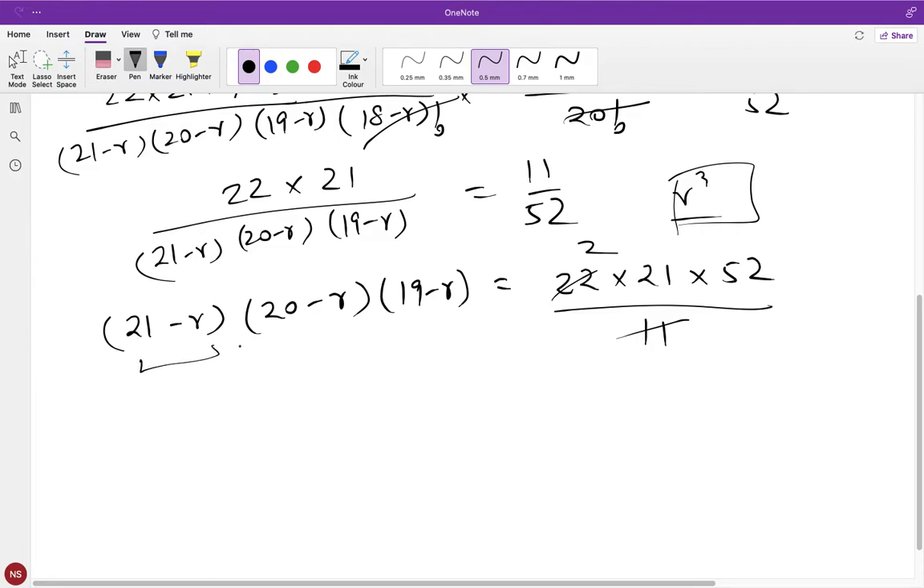Now if you look, these are 3 consecutive numbers. If I subtract 1, I get 20 minus r. Subtract 1 again, I get 19 minus r. So this is a product of 3 consecutive numbers. If I convert this into 3 consecutive numbers, I can easily get the value of r by comparison. So let us do that.